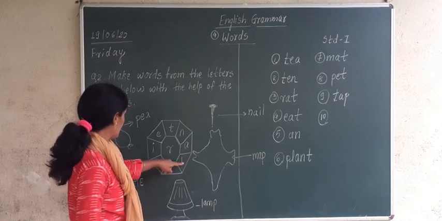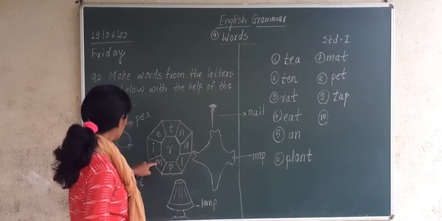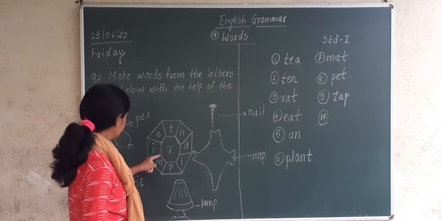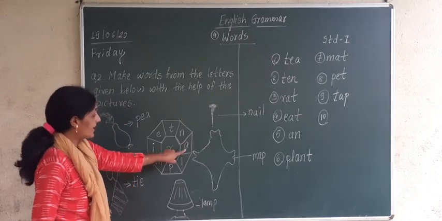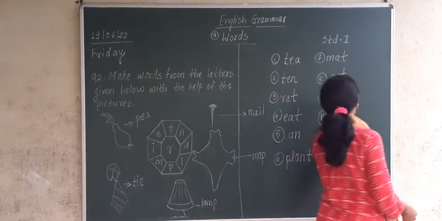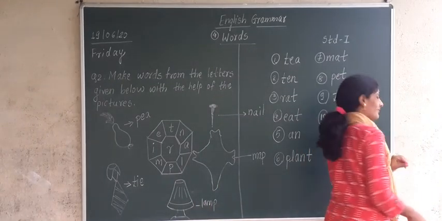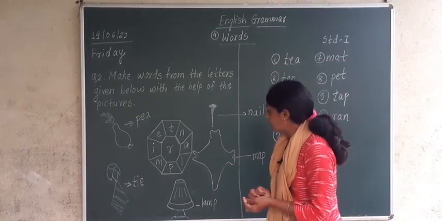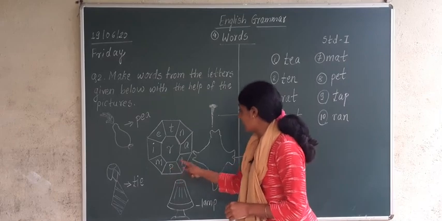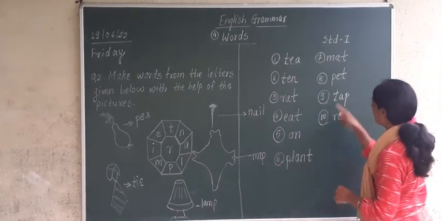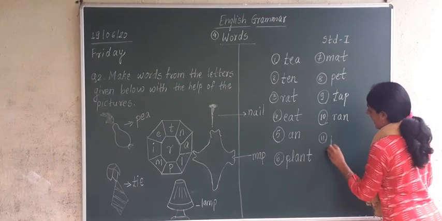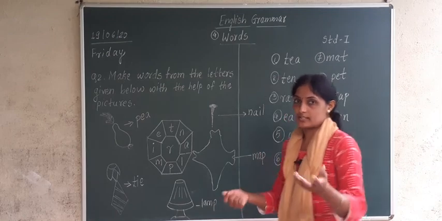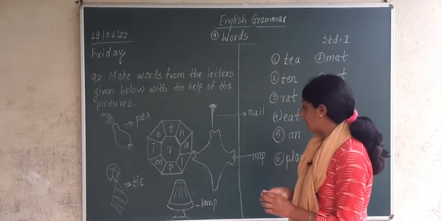No, you cannot make anything with L-A. Come on, let us make some more words. M-A-T, mat. R-A-T, rat. R-A-N, ran. Ran means what? To run, correct or not? Pan, pan. Pan is used for what? To make omelets and all, correct? Pan, pan.